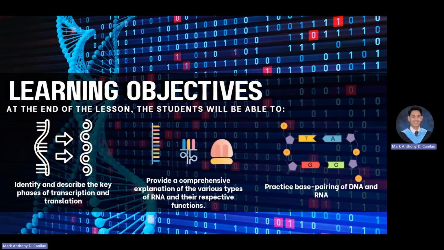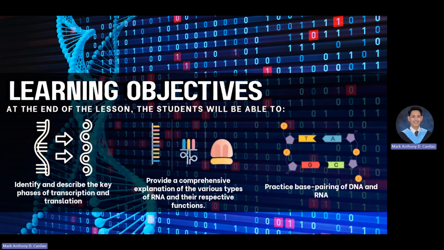The central dogma is categorized into two phases known as transcription and translation. In this video, we're going to discuss in depth what happens in the different processes involved in the central dogma. Next is to provide a comprehensive explanation of the various types of RNA and their respective functions.